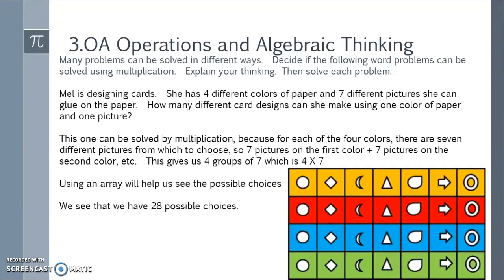Using an array, we can help see a visual representation of the 28 possible choices. Note that the pictures could be different. Note that the colors could be different, but this gives one example of what it might look like. So we could add 4 7 times or add 7 4 times. We could individually count them as well.